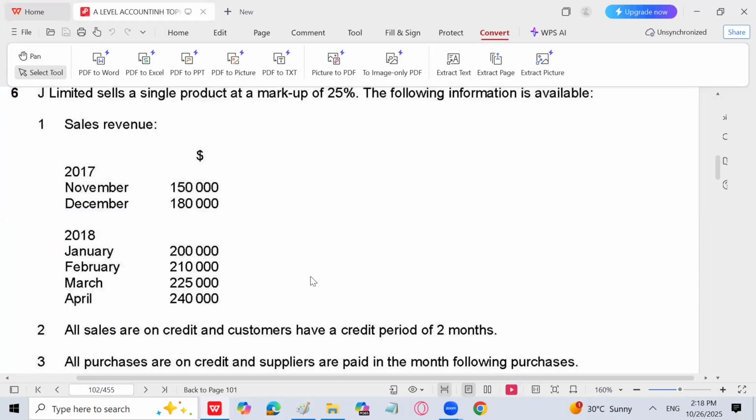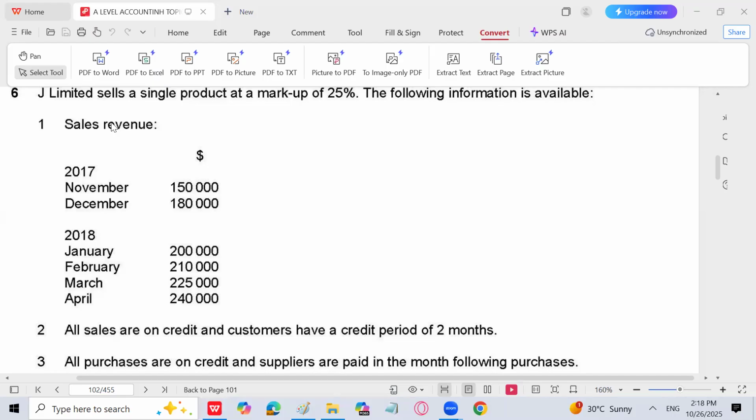So first of all, we need to convert these sales amounts, all the sales revenue given for November, December, January, February, March, April, into cost. So we need to find sales at cost. We need to find cost of sales. And then we will go in reverse to find purchases. So let's first find cost of sales. In order to find cost of sales, it's quite easy.